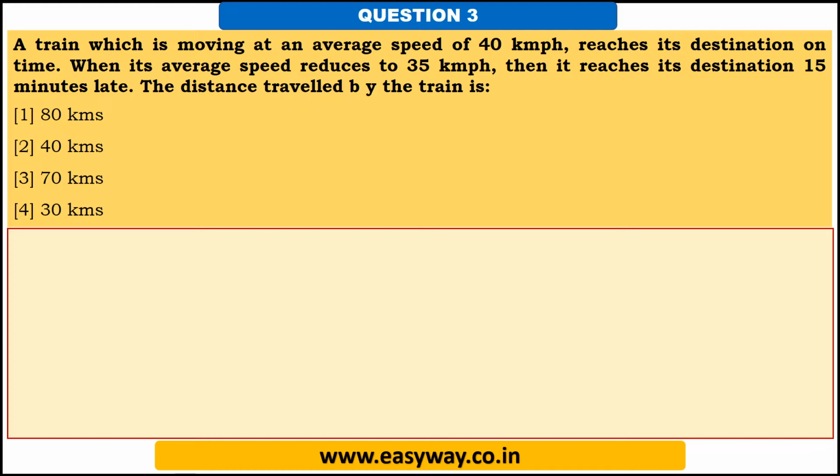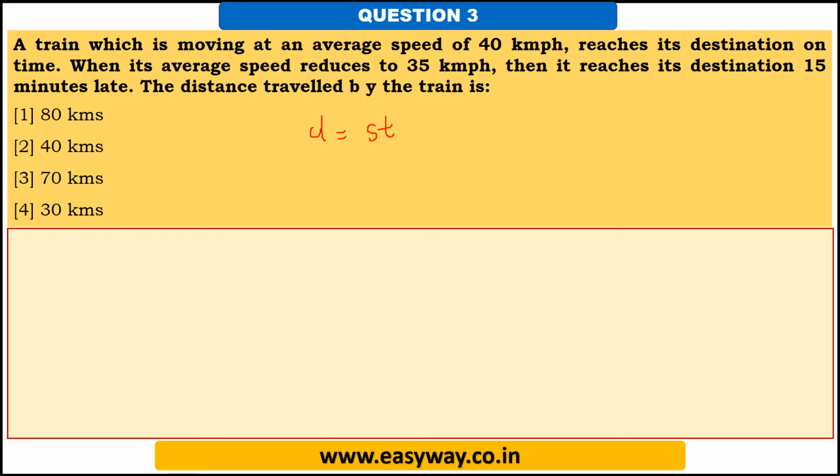The next question is, a train which is moving at an average speed of 40 km per hour reaches its destination on time. When its average speed reduces to 35 km per hour, then it reaches its destination 15 minutes late. The distance traveled by the train is? Now we all know the formula of distance is nothing but speed into time.